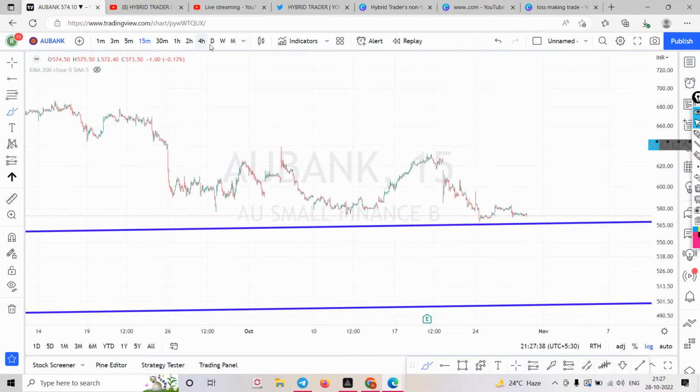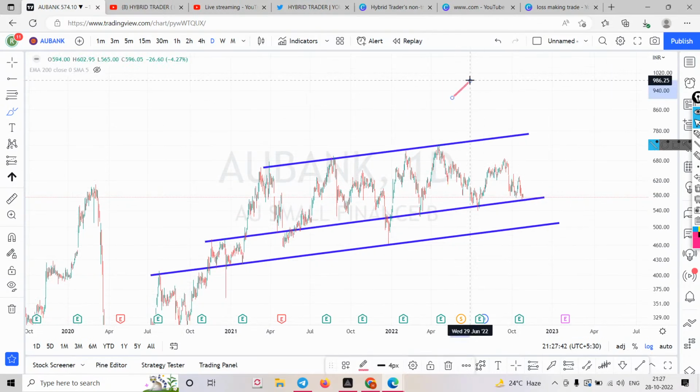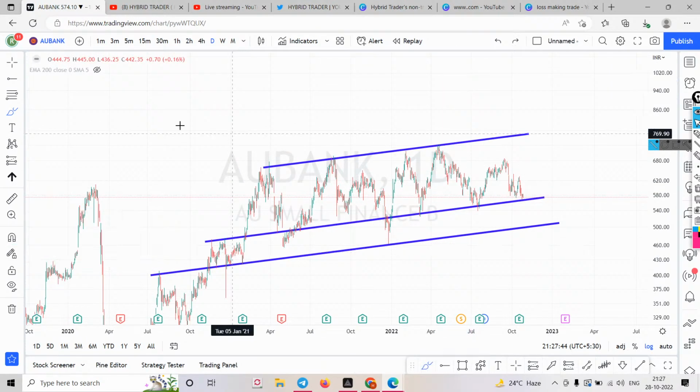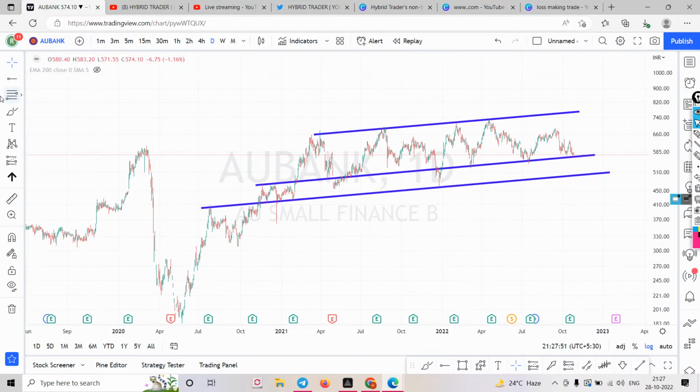Now this is self-explanatory, guys. The AU Bank. See, such a beautiful price action pattern it is forming. This is self-explanatory, I'll not be explaining it now. That's it. Check the AU Bank.